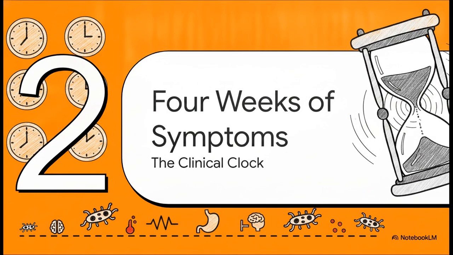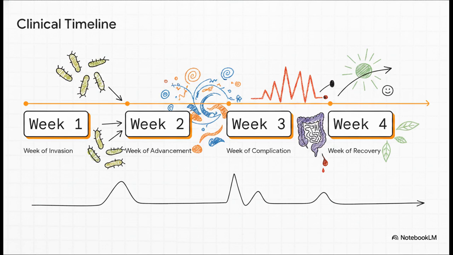Moving on to Section 2, 4 weeks of symptoms. We are now tracking the pathogen's evolution on a ticking clinical clock. Now that the pathogen has a solid foothold in the blood and lymphatics, you really need to think of typhoid as a ticking clock. The whole clinical picture unfolds over a very consistent 4-week timeline.